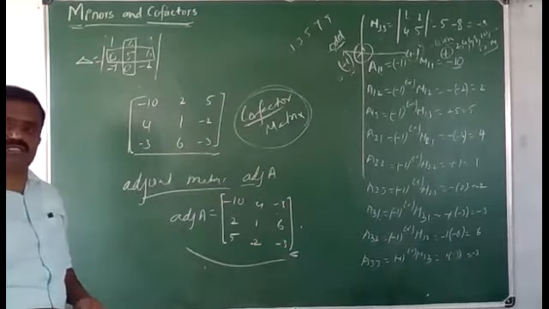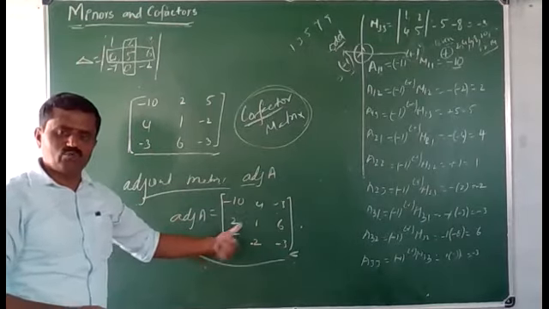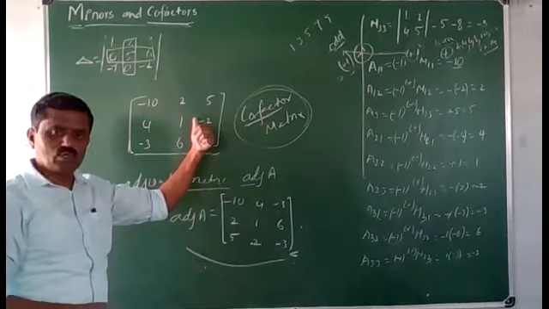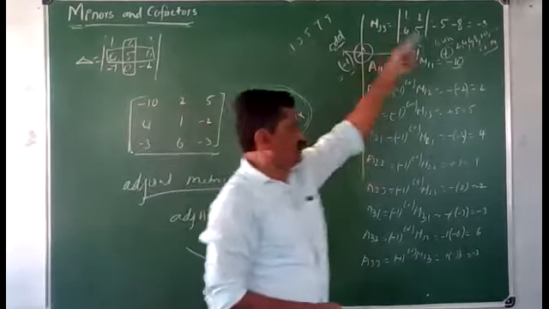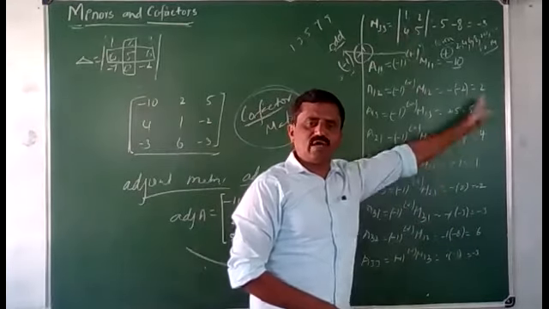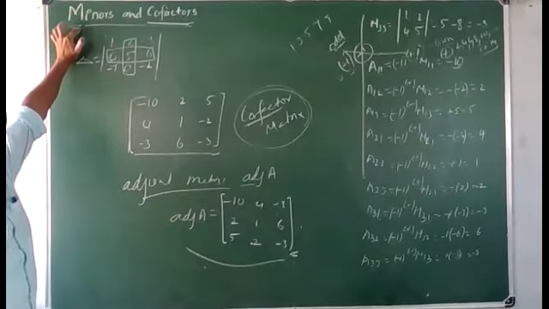Again, how to find the adjoint matrix? To find the adjoint matrix, we have to find the cofactor matrix. How to find the cofactor matrix? We have to find the cofactor of each element. How to find the cofactor of an element? We have to find the minor of an element.